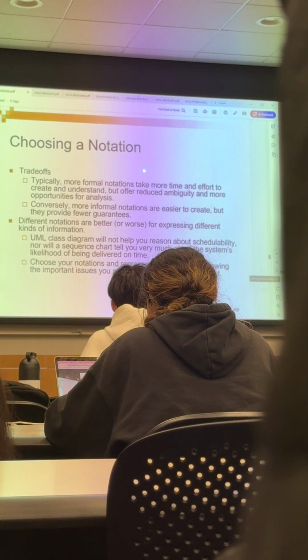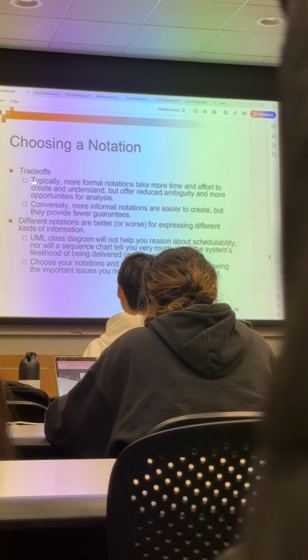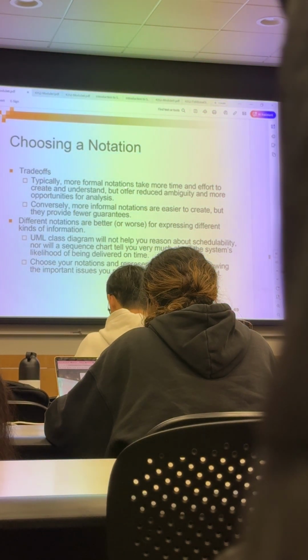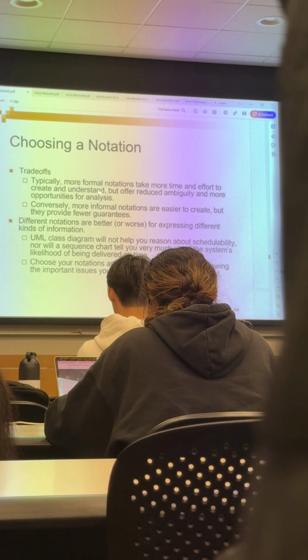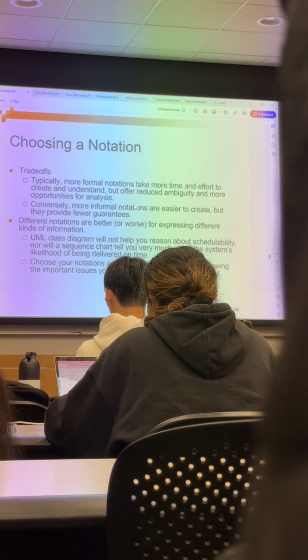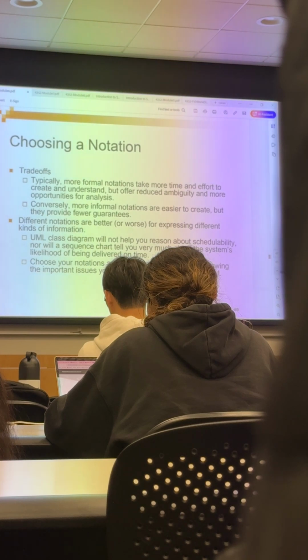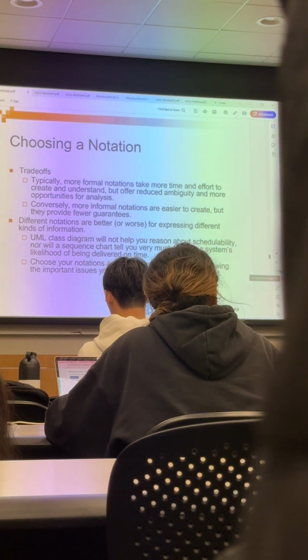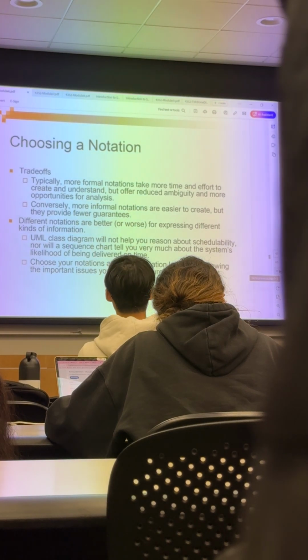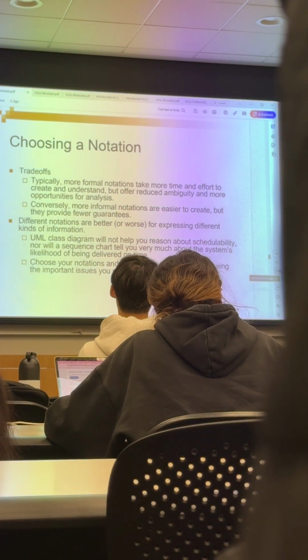So choosing a notation, right? What are the trade-offs? You can choose formal notation, but that is more time intensive. But for simpler projects, you can choose informal notation, especially if you know that it's not worth it. Okay. So each document that you choose, each artifact that you choose, you should know why you're choosing it and what the pros are, what the cons are.